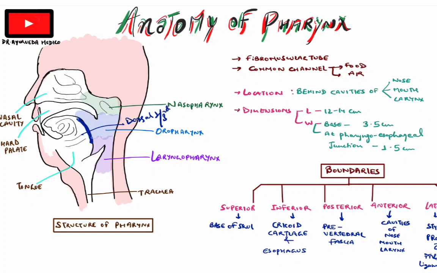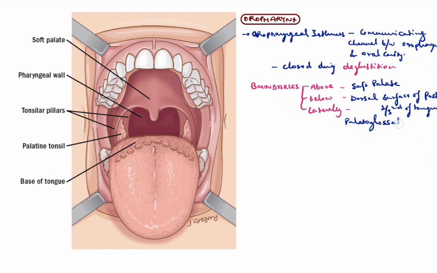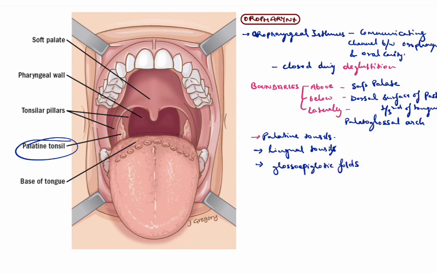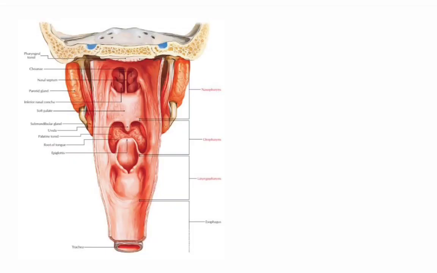As you can see, the posterior one third of the tongue lies below. Laterally it is bounded by the palatoglossal arch as shown here. The oropharyngeal isthmus is important as it is closed during deglutition, which is an important part of swallowing. It has the palatine tonsils, lingual tonsil, glossoepiglottic fold, and palatopharyngeal arch. Now the palatoglossal arch is known as the anterior faucial pillar, and the posterior pillar is the palatopharyngeal arch.